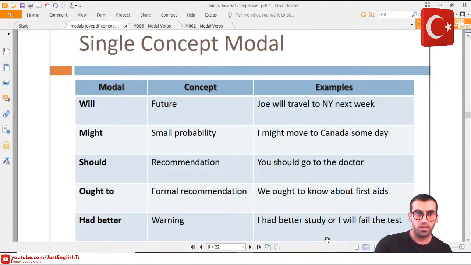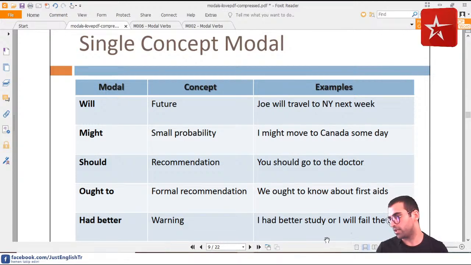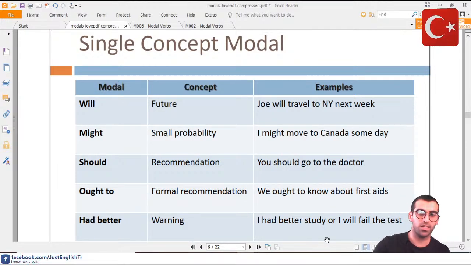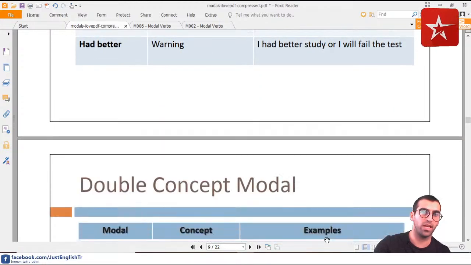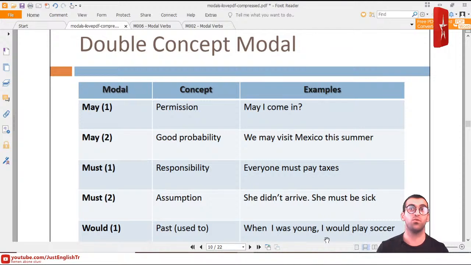Yes, this was about the single concept model, like will, might, should, ought to, and had better. Great. If you don't have any question, what's the difference between must and have to? Good question, Mr. Ali. All right, let's continue with the double concept model, and I will explain the differences between must and have to. Why we use must, why we use have to.